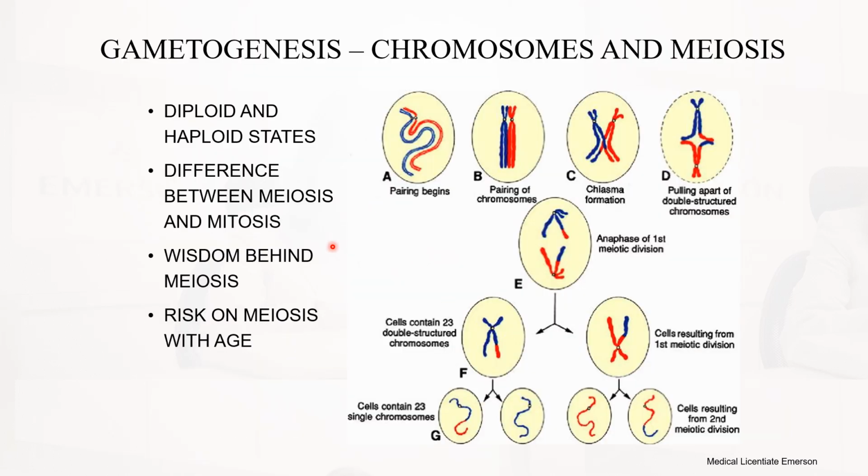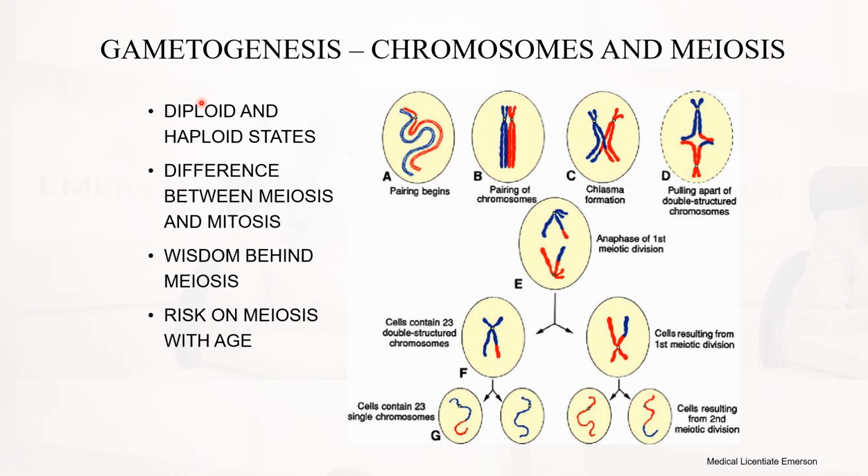Then, for gametogenesis to occur, you actually need to understand chromosomes and meiosis. For instance, we have what we call the diploid and haploid state. When we say diploid, it means the number of chromosomes is double, specifically 46. So if a cell has the diploid number, we mean it has 46 chromosomes. Then half of the 46 chromosomes is what we refer to as the haploid.